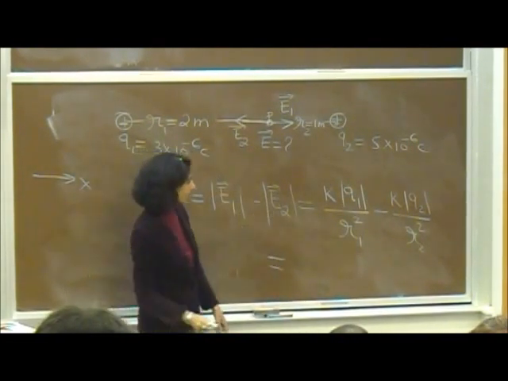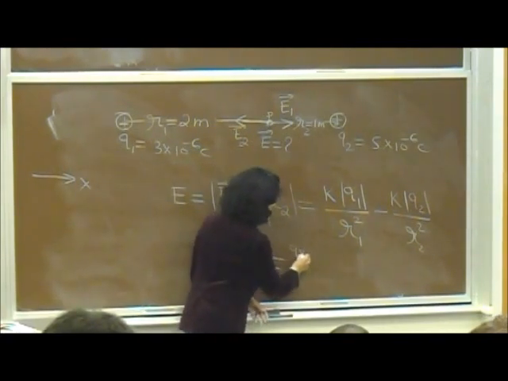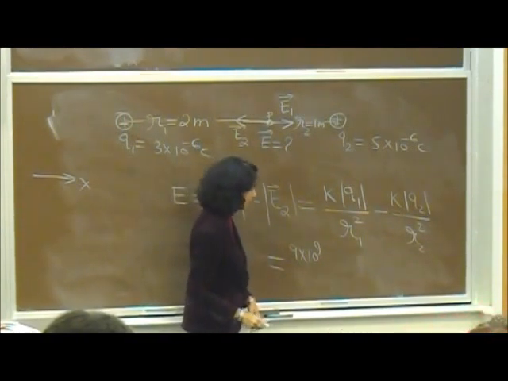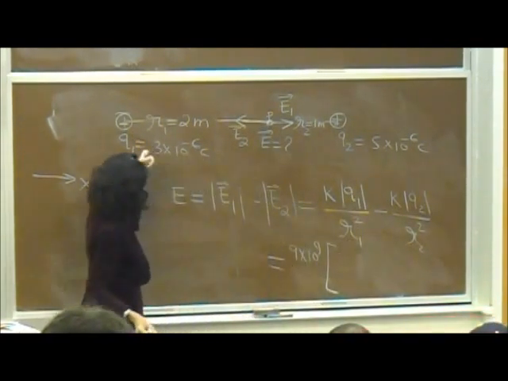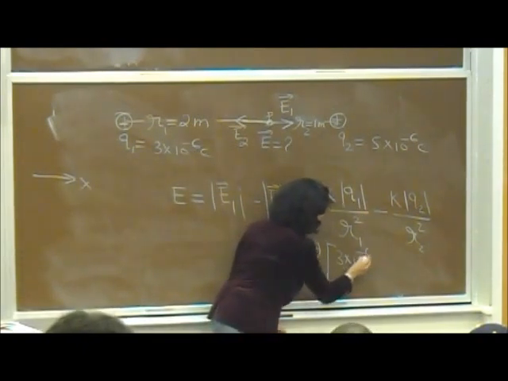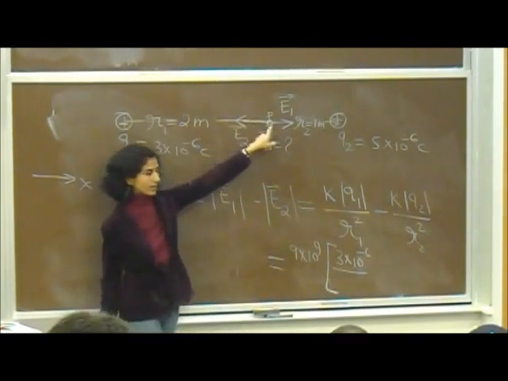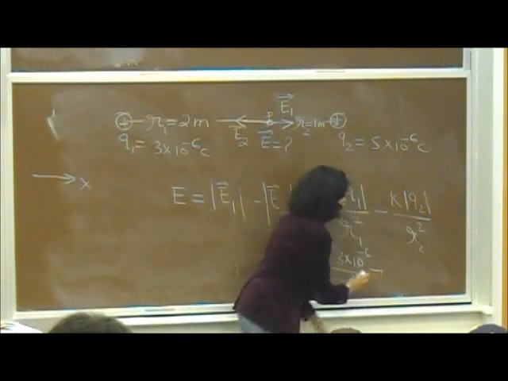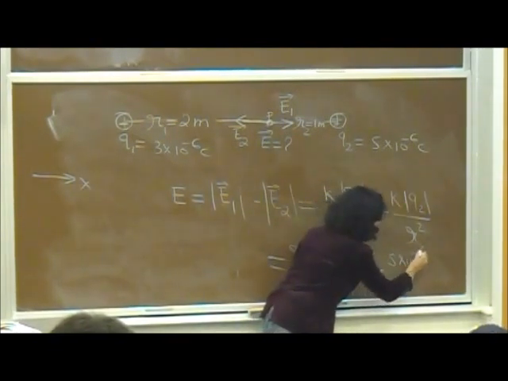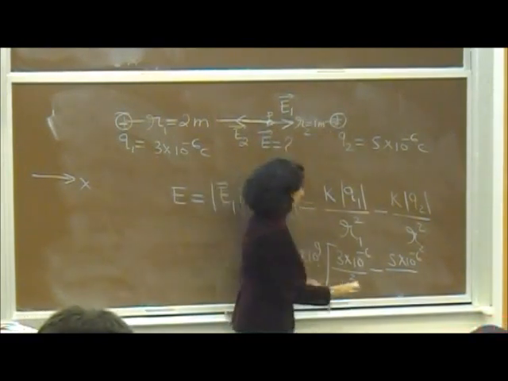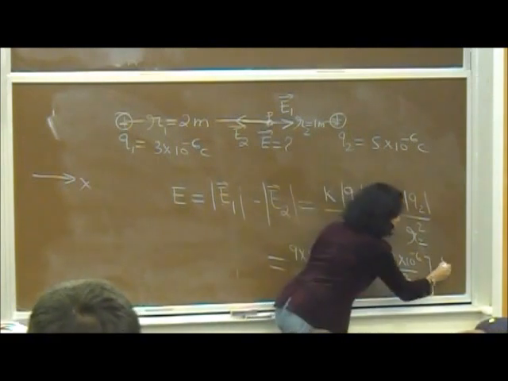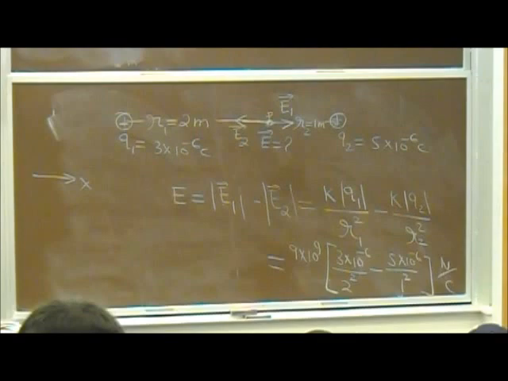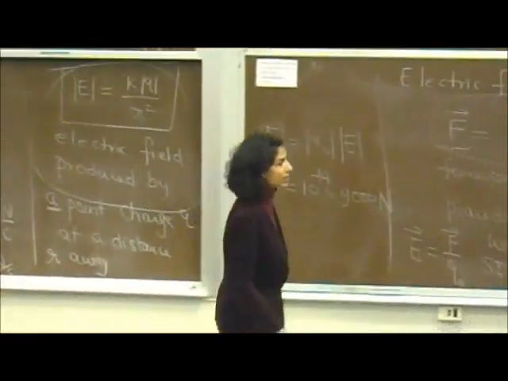What will this be? At this point it's just plugging in the numbers. So K is just 9 times 10 to the power 9 in the SI system of units. If you like, you can even pull out the K. You see K can be pulled out, and then we just have Q1 divided by R1 squared. Q1 is given to us to be 3 times 10 to the power minus 6 Coulomb divided by R1 squared, which is 2 meters squared. Then Q2, which is 5 times 10 to the power minus 6 Coulomb divided by R2 squared, which is 1 meter squared. And what should be the unit? Very good. It should be Newton per Coulomb. Because if you make sure that initially you have converted everything into SI system of units, then your answer will always be in SI system of units. And since we are finding the electric field, it's going to be Newtons per Coulomb.